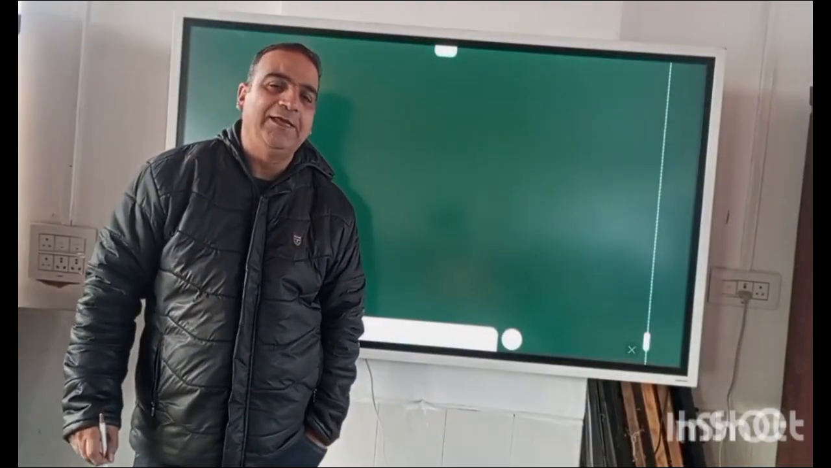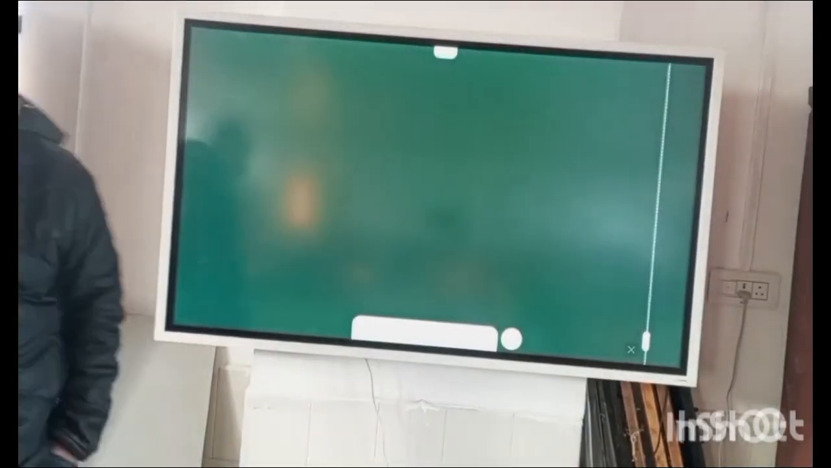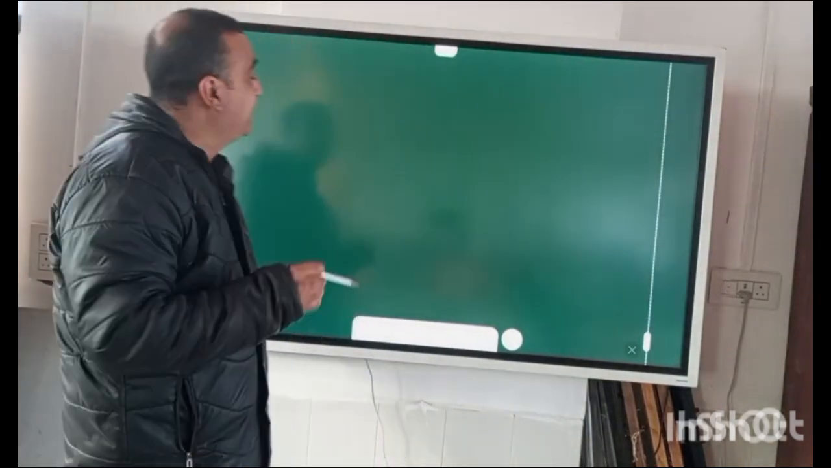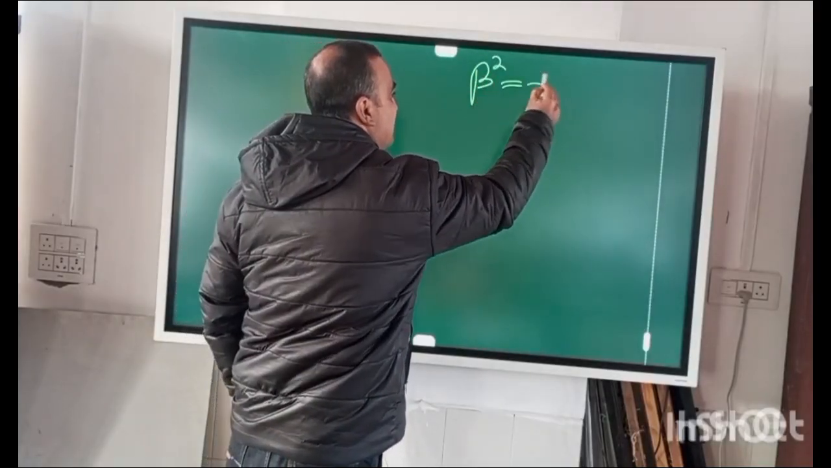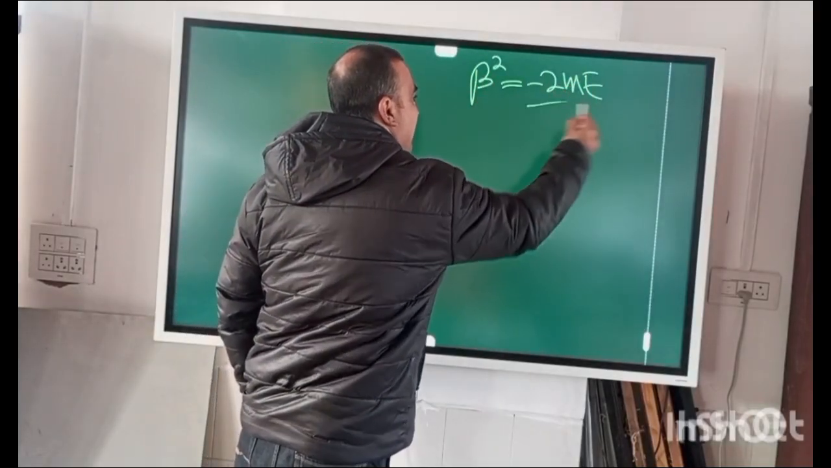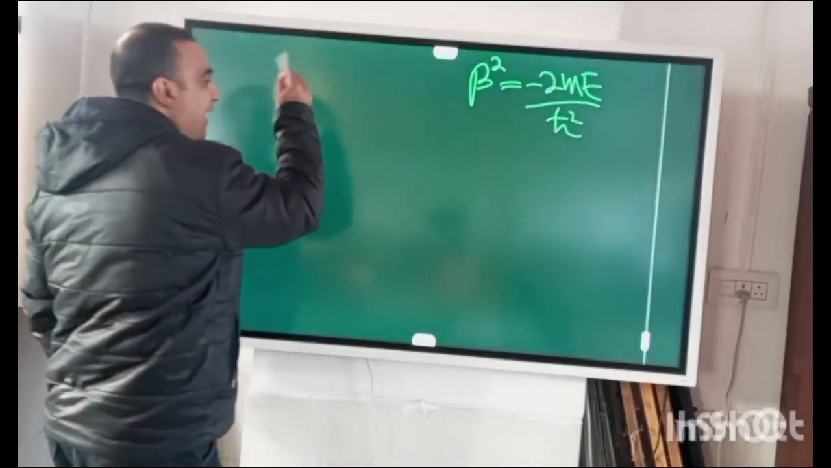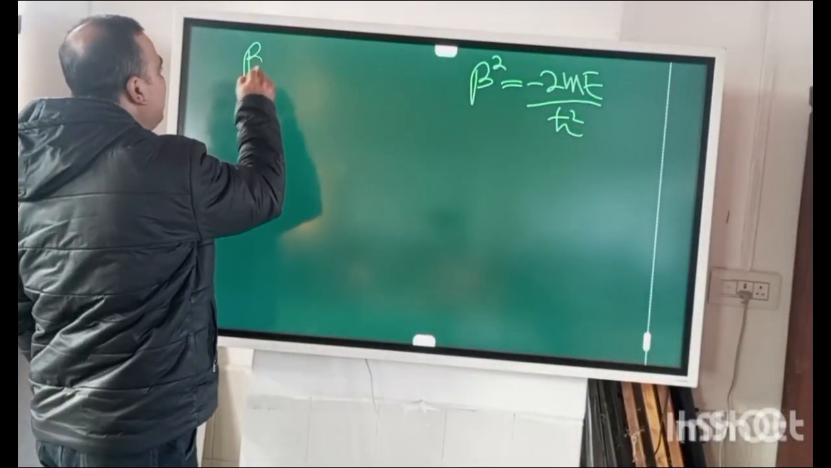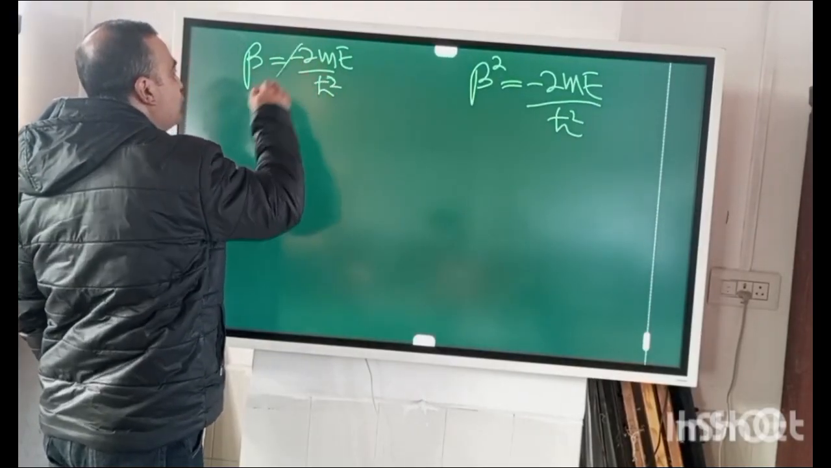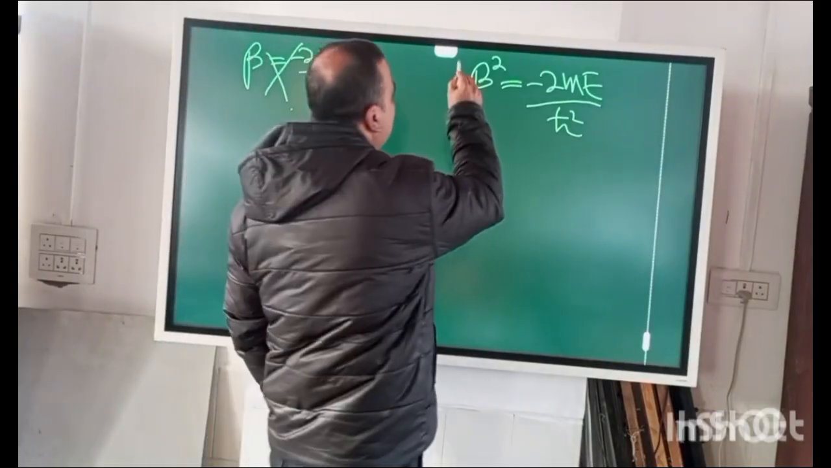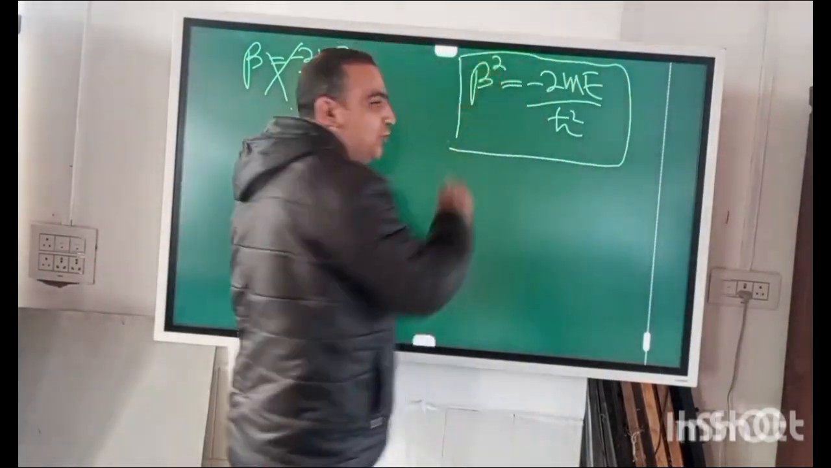Good morning to all of you. So let us continue where we stopped yesterday, and I think we committed a mistake yesterday. I used basically the correct thing, that beta square is minus 2me by h bar square. But somehow I have wrongly written that beta is equal to minus 2me by h bar square. So this should not be considered. Beta square equals minus 2me by h bar square should be considered.